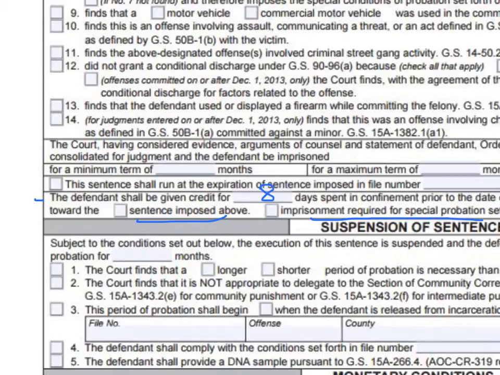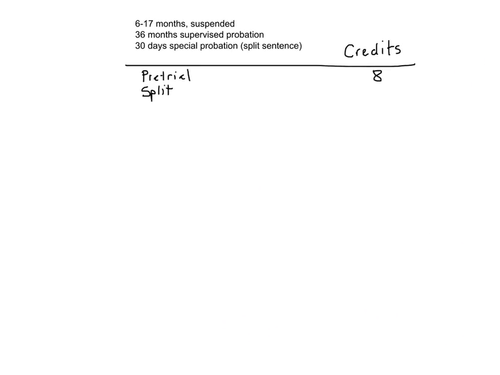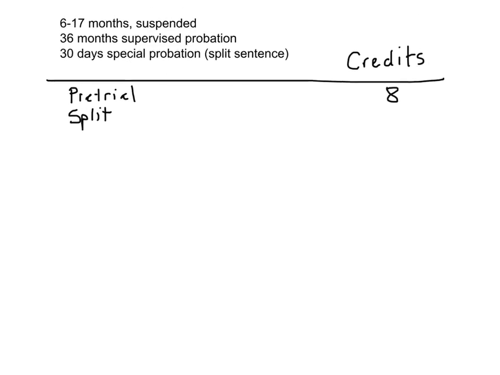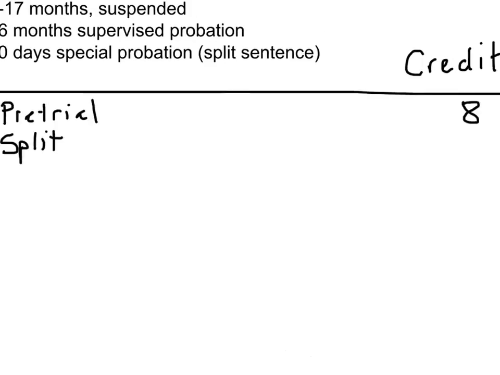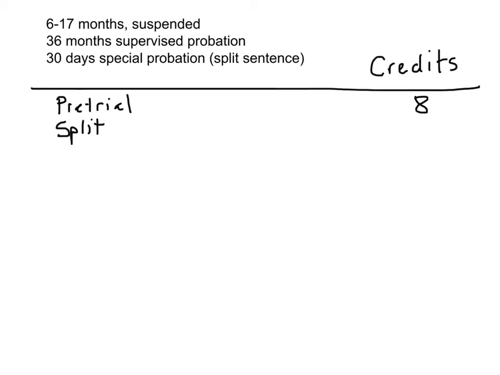So let's say the judge in our example decides to apply it toward the suspended sentence. The practical effect for the defendant then is that that split sentence is going to be for the full 30 days instead of for 22 if the 8 days had been applied. So the defendant does the 30-day split sentence, comes back out onto probation.